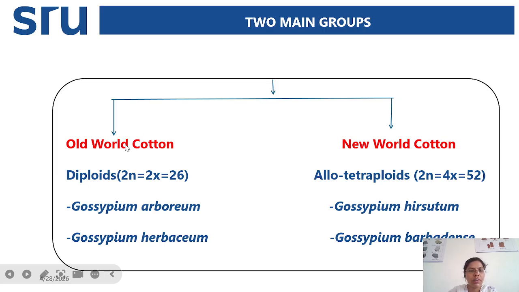In Old World cotton, these are the diploids, and we have two species, Gossypium arboreum and Gossypium herbaceum. Next is New World cotton. These are the tetraploids with chromosome number 52, and here also we have two species, Gossypium hirsutum and Gossypium barbadense.